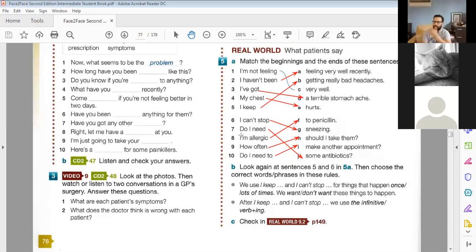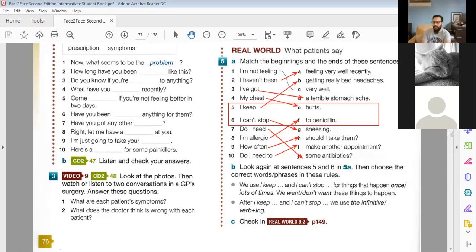All right. Now they want us to take a look at sentence 5 and sentence 6. Let's see what they want to know. It says, look again at sentences 5 and 6, then choose the correct words or phrases in these rules. So here it says, we use I keep and I can't stop for things that happen once or things that happen lots of times. What do you think?